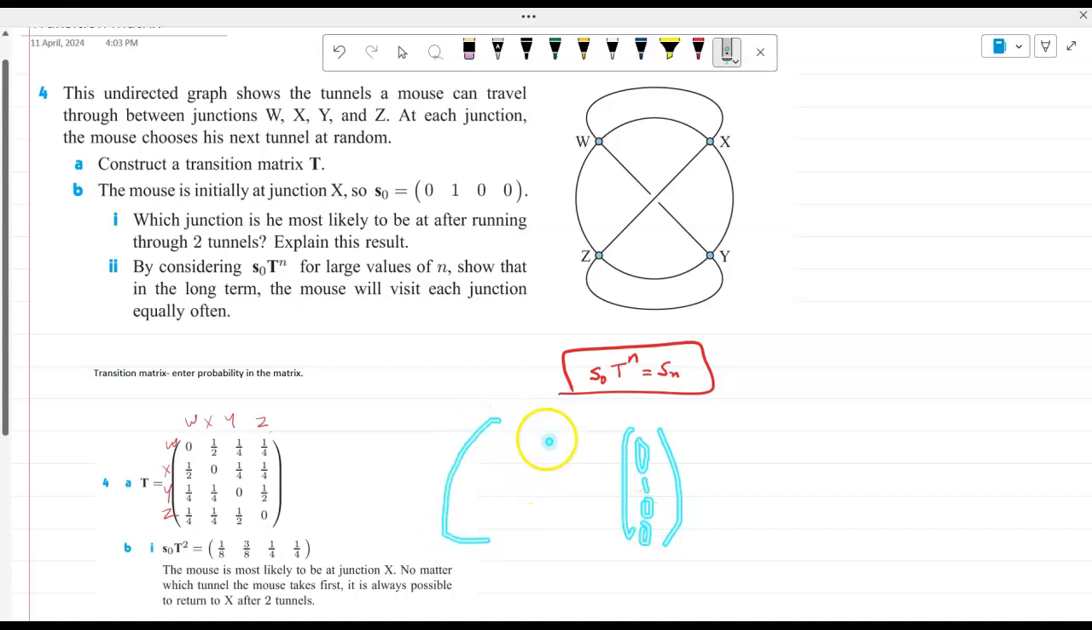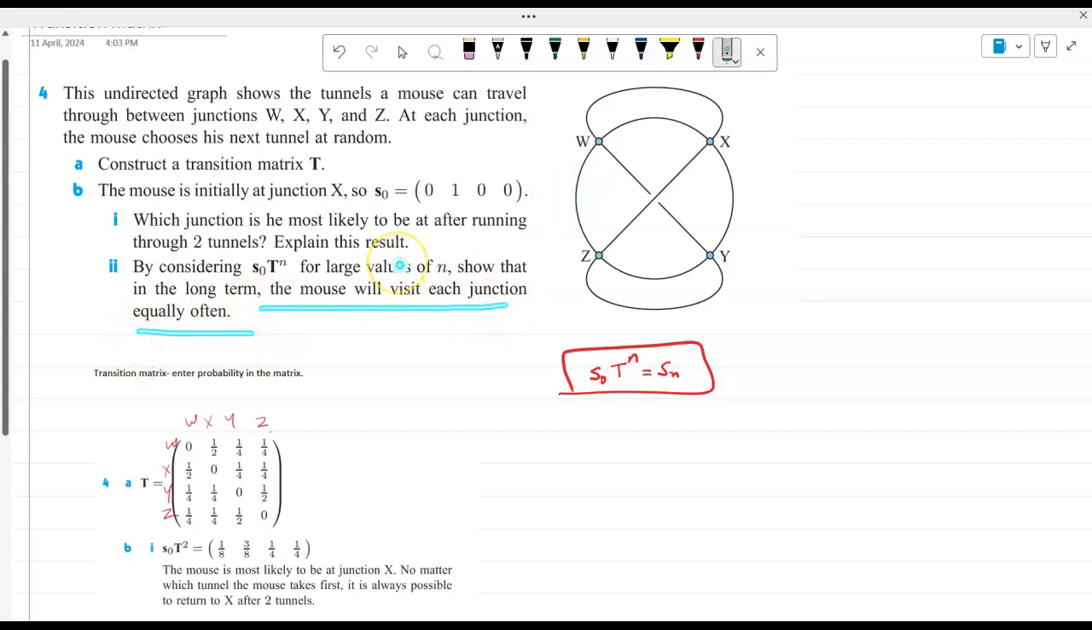If you do that, then you just get W actually. Same thing. Otherwise, if you're putting this in front, this should be a row. Or if you're putting this, you can put it in a column. Different textbooks use different notation. IB also accepts both. By considering S naught T raised to N, T raised to some large power N, for large values, show that in the long term, the mouse visits each junction equally often.